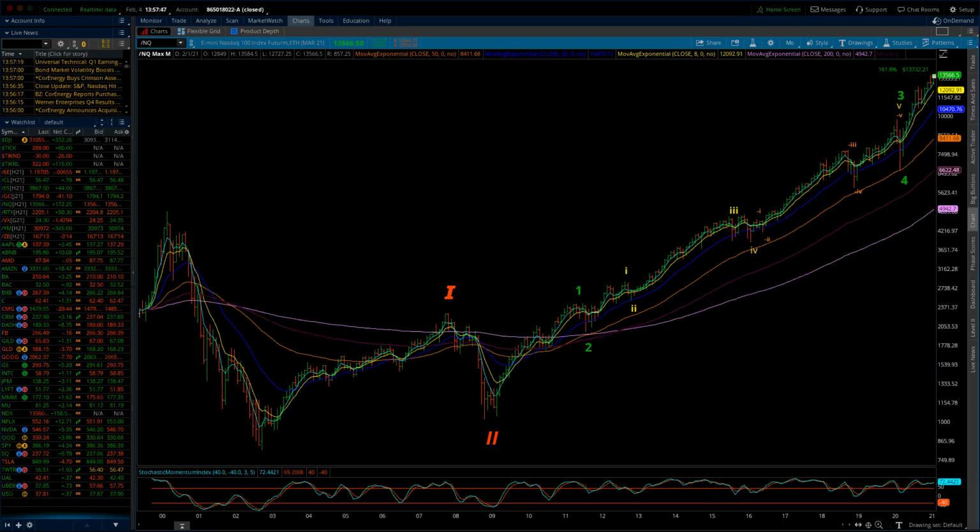Waves 2 and 4 are corrective waves. Wave 2 corrects wave 1, wave 4 corrects wave 3, and the entire sequence 1, 2, 3, 4, 5 is then corrected by the sequence A, B, C. So therefore, a complete sequence cycle consists of 8 waves.